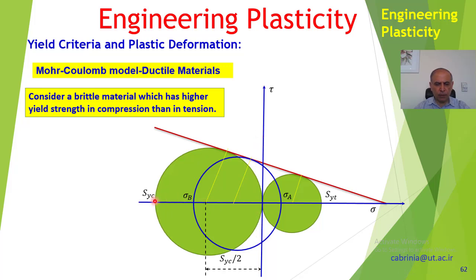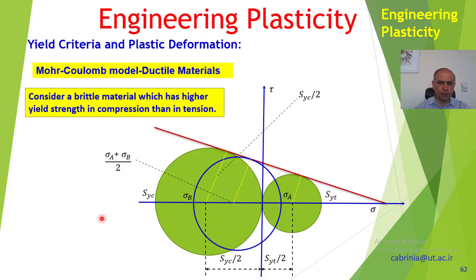So the radius of this big circle is SYC over 2, and the radius of the smaller circle is SYT over 2. And also we could find out the center of this circle. Remember, this circle is the loading case, and we have sigma B and sigma A here. So the center of the circle has this coordinate, sigma A plus B divided by 2.